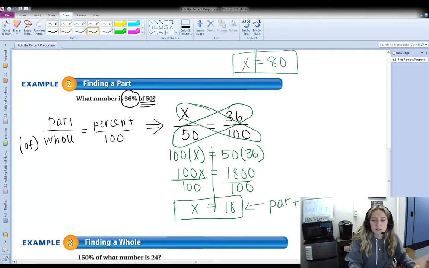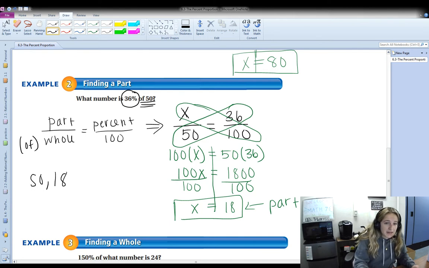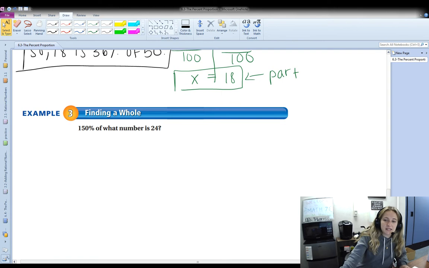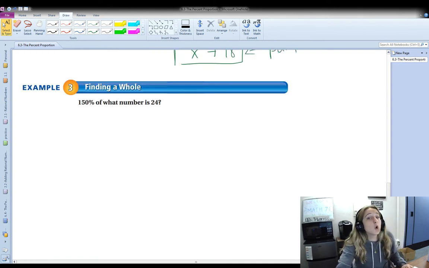That's our part. So let's fill in the information that we know. We know what number it is now. So we're going to write, 18 is 36% of 50. Okay, 18 is 36% of 50. Okay, that's example 2. Let's go ahead and move down to example 3, finding a whole.